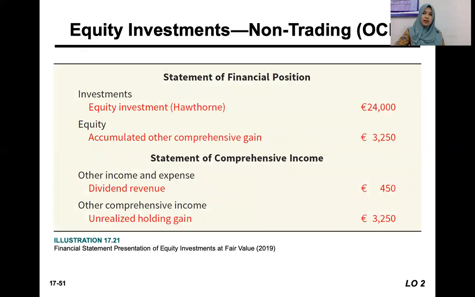Okay, this is how it is presented on the financial statement. So we have investment in the statement of financial position, and then the amount of unrealized holding gain or loss goes to equity under the account of accumulated other comprehensive gain if it is a gain. If it is a loss, then we have to report loss.